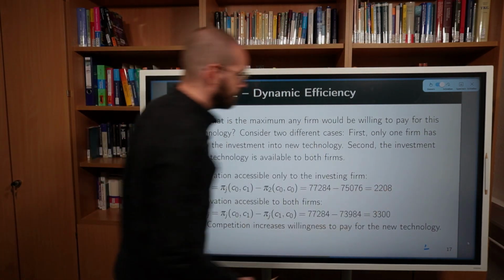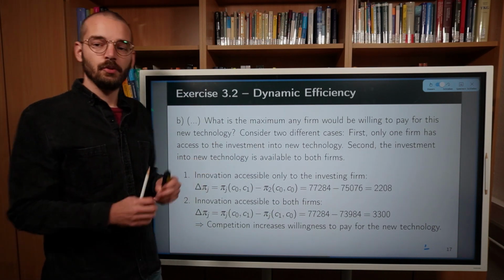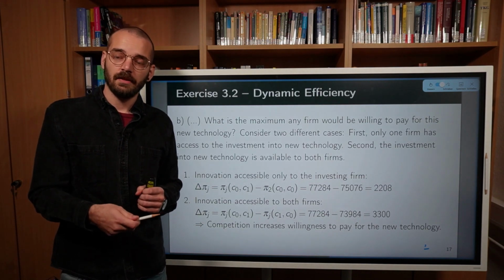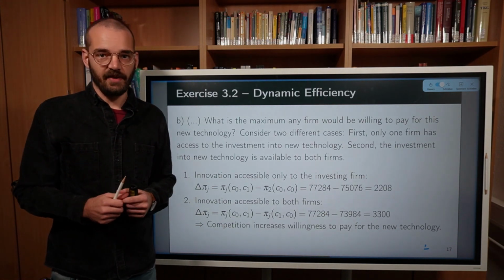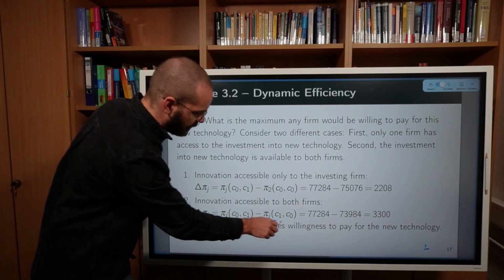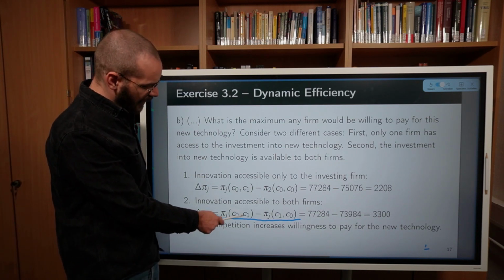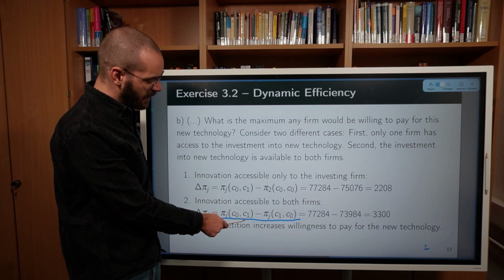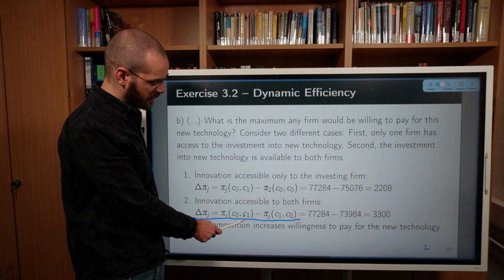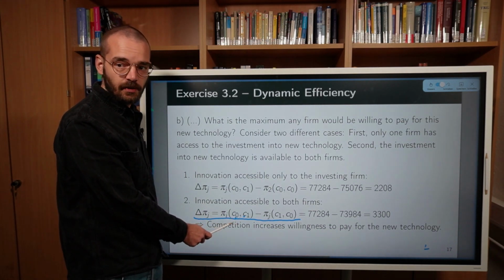In the second case, the investment into the new technology is available to both firms. So firm I can invest into the new technology, or firm J can invest into the new technology. And that is what is reflected in this comparison up here. So we are still comparing the situation where firm J has invested and is now operating under the new lower marginal costs. Meanwhile, firm I still has the high and old marginal cost C0.